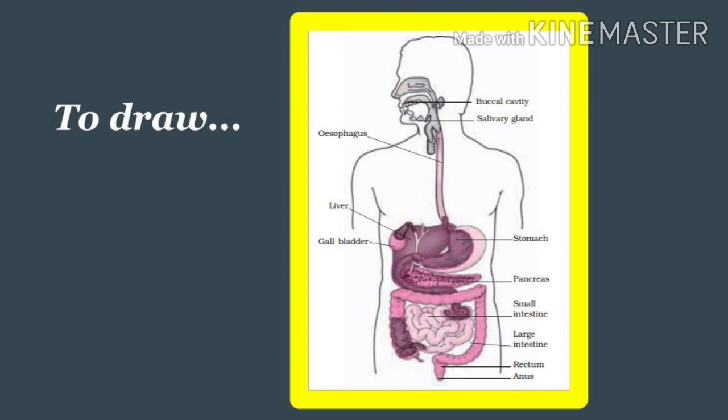You can either pause the video here, or look in your book also, there's the same diagram there, and you can draw this entire diagram. I'll just tell you the parts. The first one is buccal cavity, salivary gland, esophagus, it's pronounced as esophagus. Then the next one is liver, then your gallbladder, stomach, pancreas, small intestine, large intestine, rectum, and anus. So pause the video here and keep on drawing this neatly and cleanly.